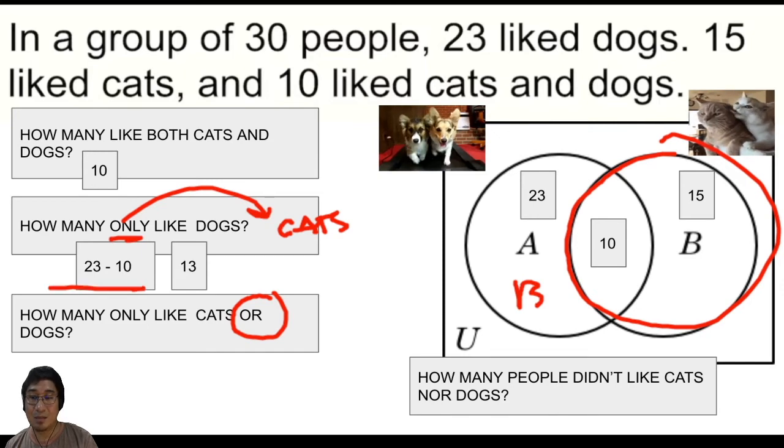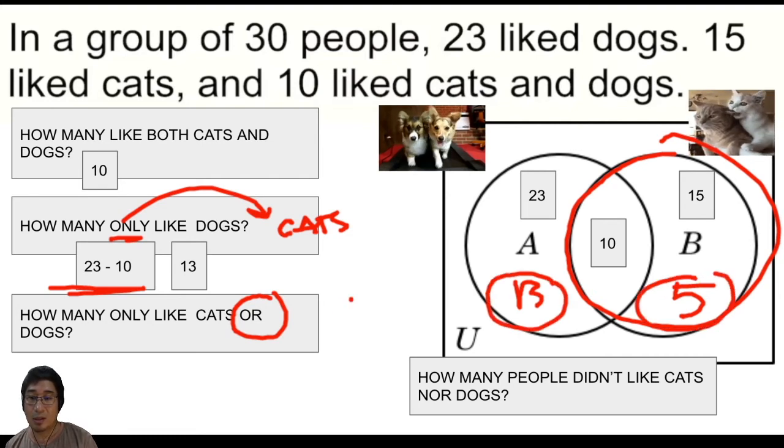Same steps na ginawa natin for only. 15 minus 10, ang lalabas is going to be 5. So, may magkakaroon na tayo ng idea based from these answers to answer this one. How many only like cats or dogs? So, anong gagawin natin para makuha yung sagot na to kung ang indicator natin is OR?